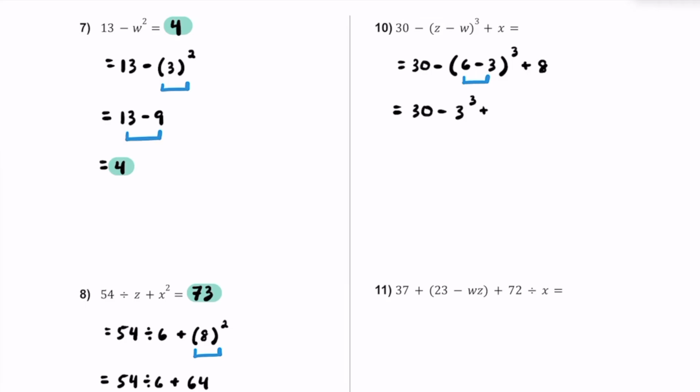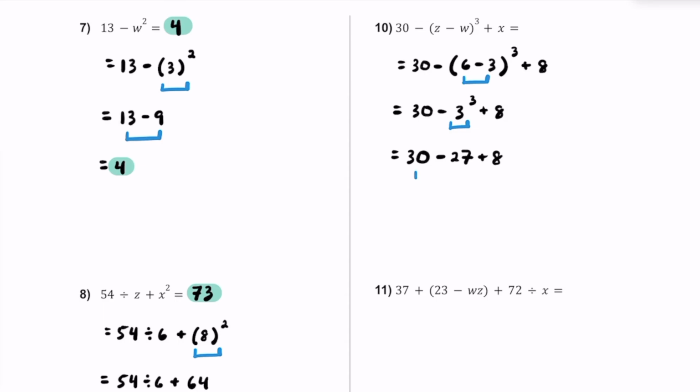If you want to keep the parentheses, that's also perfectly fine for now as well. Okay. Between the subtraction, power, and addition, the power is going to go first here. 3 to the third power is really 3 times 3 times 3. 3 times 3 is 9, and 9 times 3 is going to be 27. So we have 30 minus 27 plus 8.